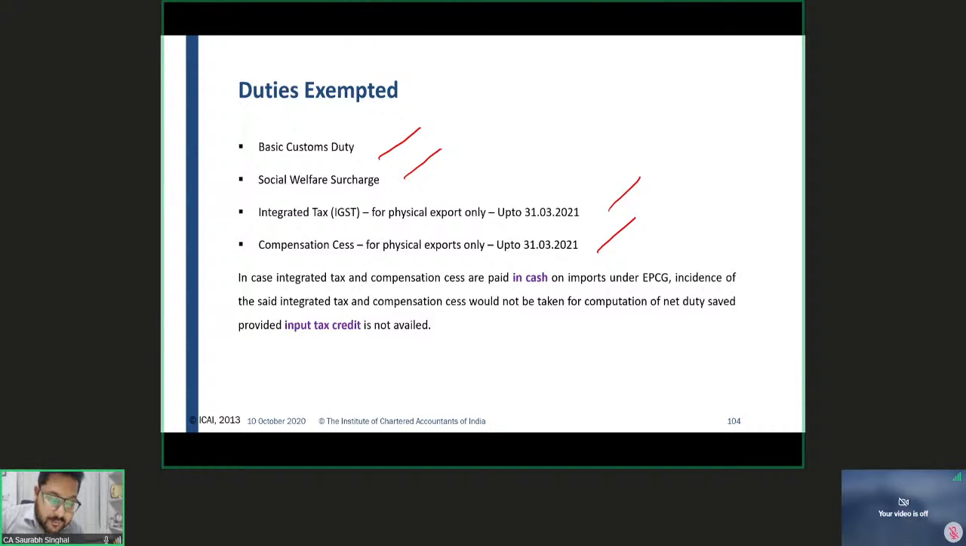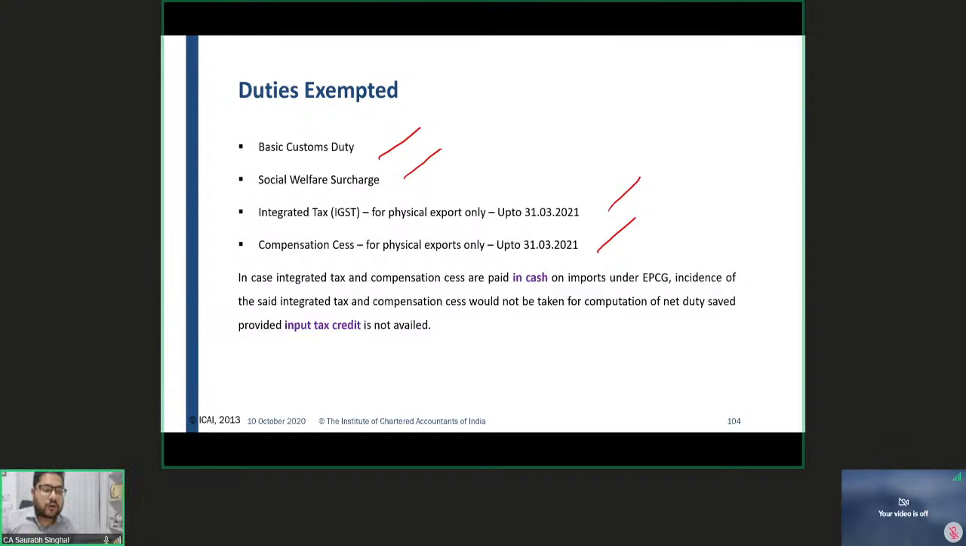But in case of capital goods, they say you have an option not to claim exemption of IGST on import of capital goods and compensation cess, but pay them in cash and not avail credit thereof. Then they will not be considered. The duty saved on them will not be considered for calculating the export obligation.